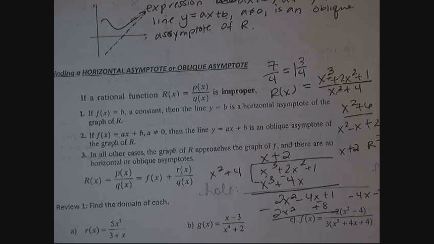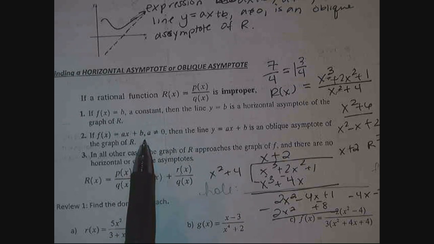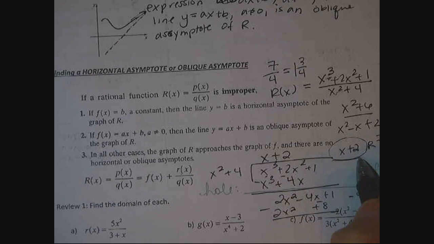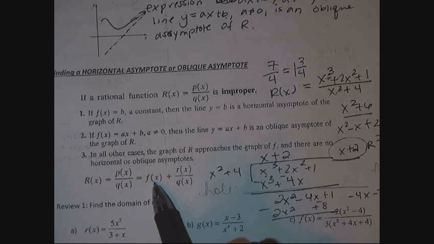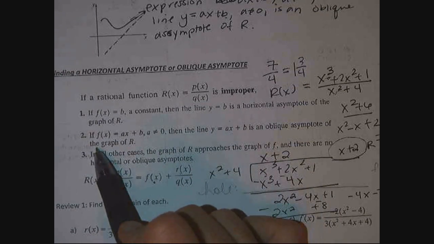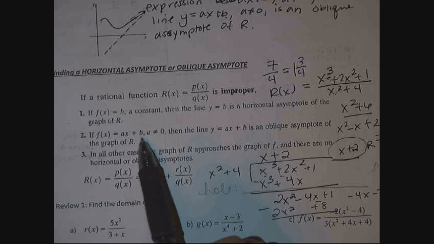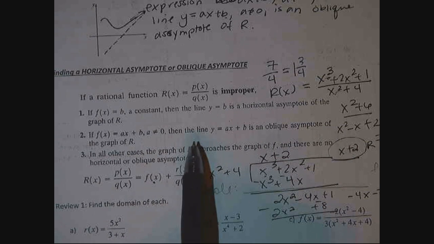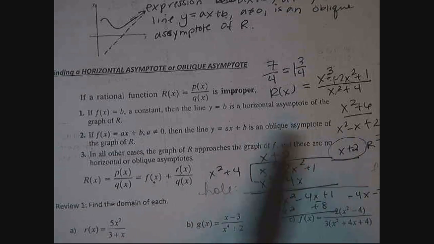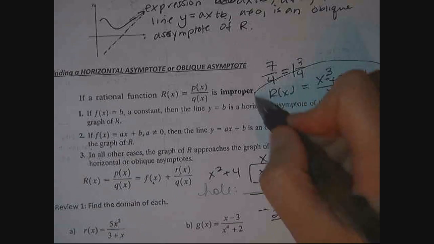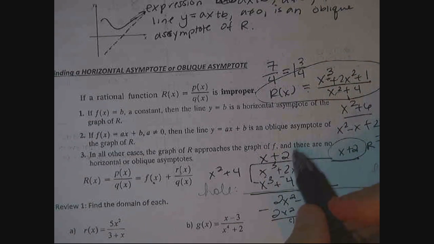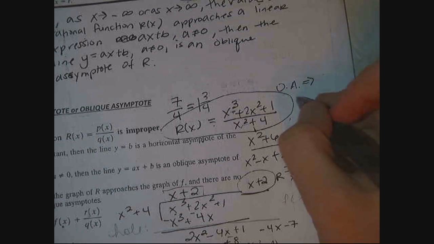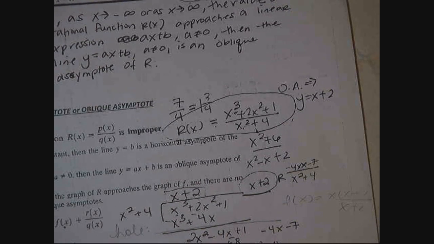If I look at my options, the first option is if f of x equals b, a constant. We don't have that. My second option is if f of x equals ax plus b. When we divided, the quotient we got was x plus 2, so that fits into this scenario. If f of x is some linear function ax plus b, which x plus 2 is, then the line y equals ax plus b is an oblique asymptote of the graph of R. So for this function, I would say I have an oblique asymptote at y equals x plus 2.